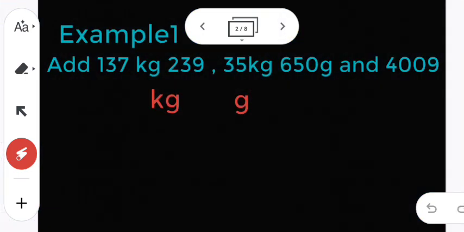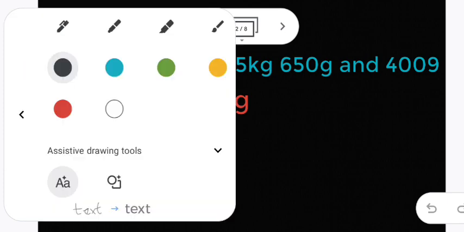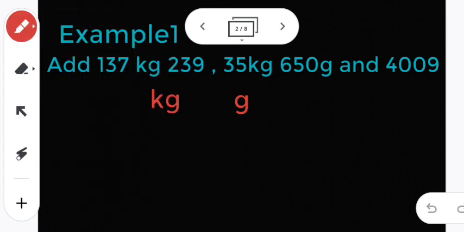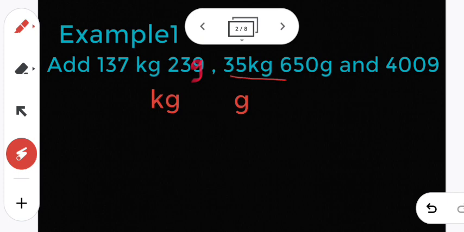Okay, here add 137 kilogram 239 gram. Okay, actually this is 23 gram. Okay, so 23 gram only. Gram looks like 9. Okay, 23 gram, 35 kilogram 650 gram and 400 gram. So this you have to add.